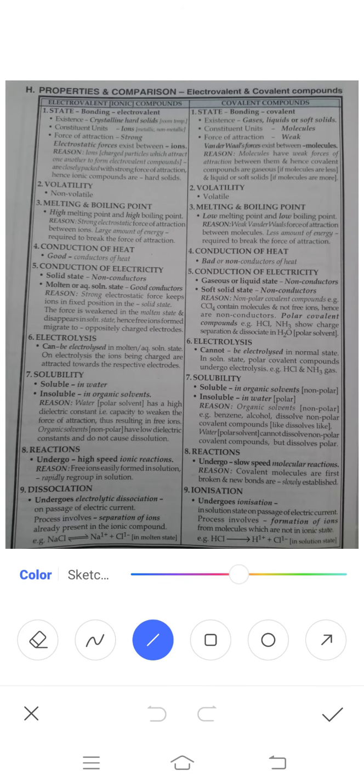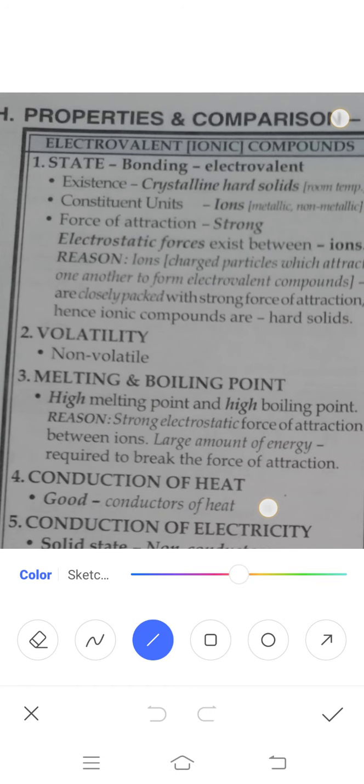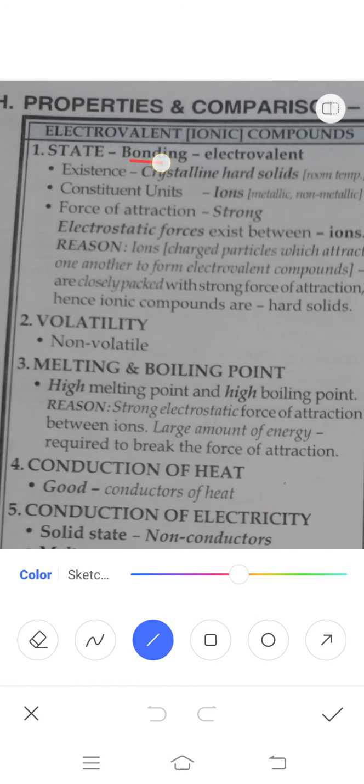As we know, ionic compounds are formed by the transfer of electrons. Hence the bonding between them is what? Electrovalent. Then they exist as hard crystalline solids. The reason, children, is the attraction between the oppositely charged ions in them. Ions are oppositely charged in nature and they attract with a strong force. Hence the force of attraction is the strong electrostatic force of attraction between them.